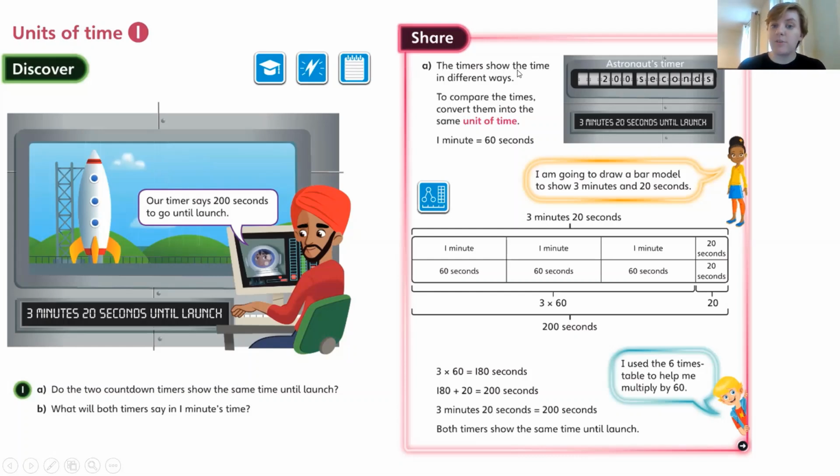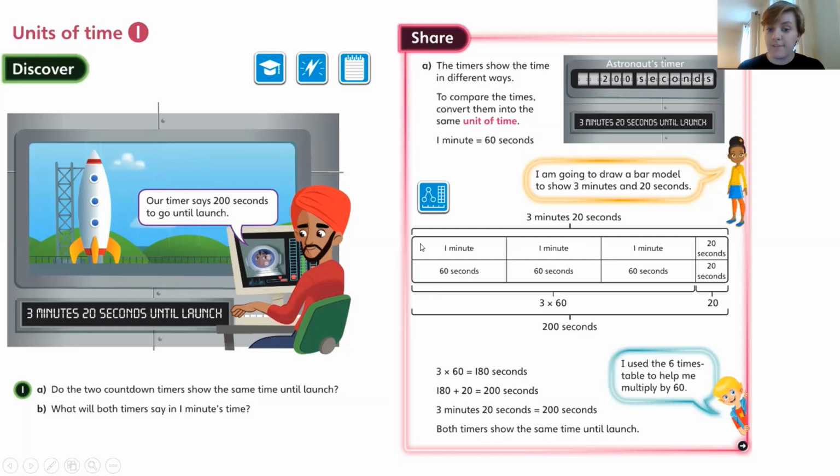The timers show the same time in different ways. To compare the times, we need to convert them. That means change them slightly, show them in a different way, using the same unit of time. So we're thinking about 1 minute equaling 60 seconds, remember? And this young lady says, I'm going to draw a bar model to show 3 minutes and 20 seconds, just like this timer. And here we are. We've got 1 minute, 2 minutes, 3 minutes, and 20 seconds.